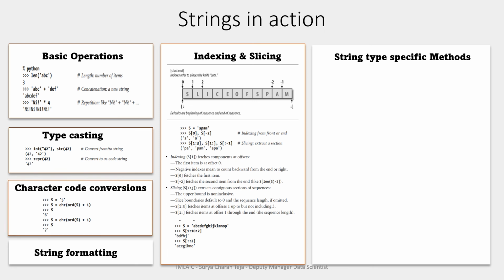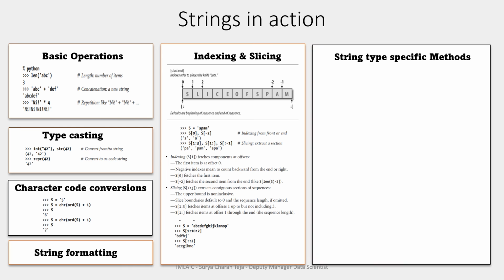And the next thing is string formatting. String formatting is native behavior. I call it native behavior because till now what we have seen is basic operations, typecasting and character code conversions. These are normal and would be applicable to other types also, whereas string formatting basically belongs only to strings. This is very widely used in our Python.